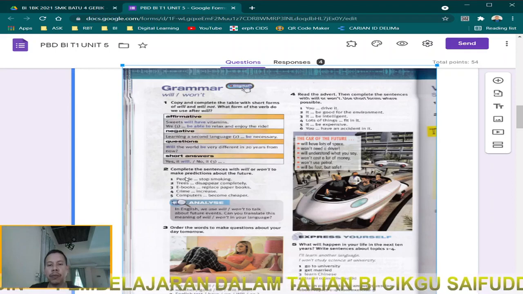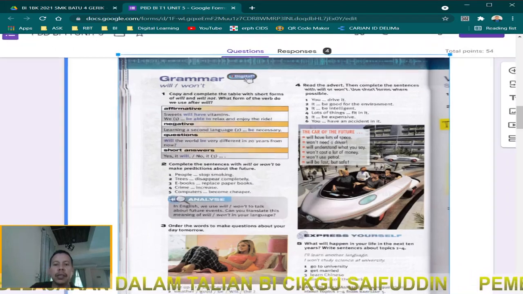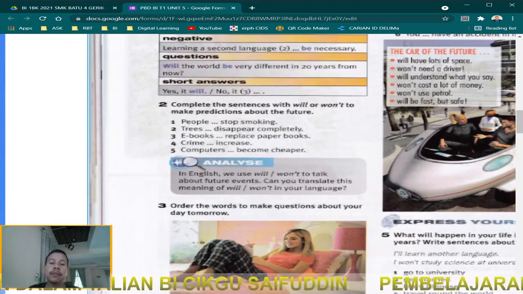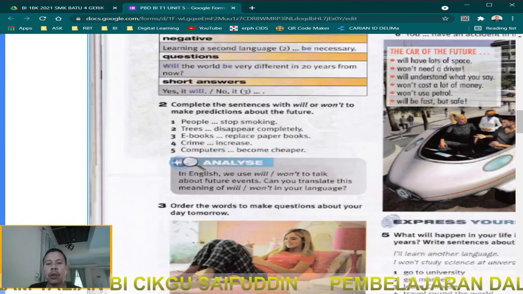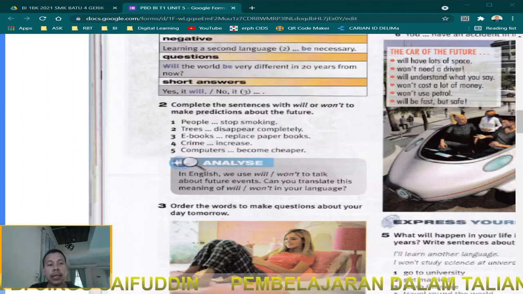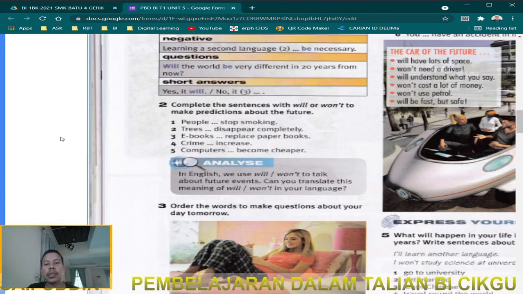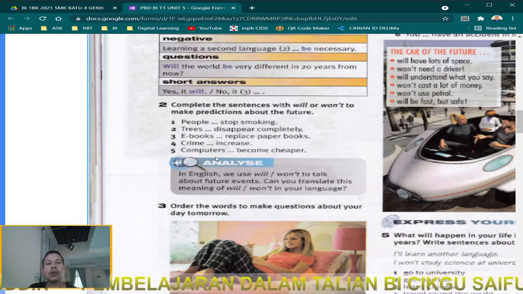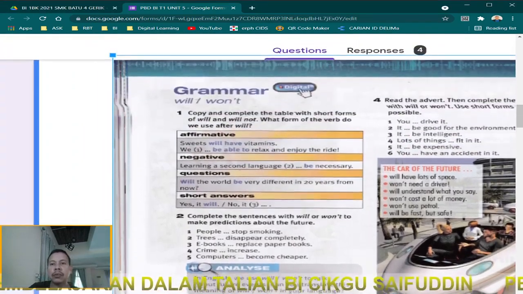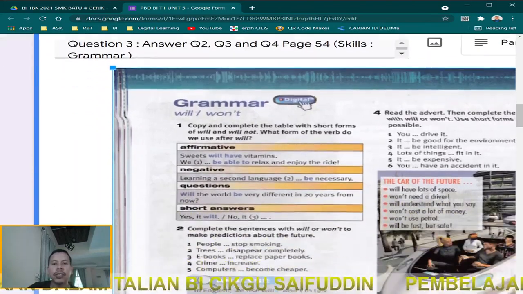Before we complete question 2, let's look at the box here, the analyze. In English, we use will or won't to talk about future events. Can you translate the meaning of will or won't in your language? So, dalam bahasa Melayu, will maksudnya akan, or won't tidak akan. Lebih kurang begitulah. Now complete the sentence with will or won't to make predictions about the future. But before that, we look at these forms. I want you to answer question 2, question 3, and question 4 for this grammar.